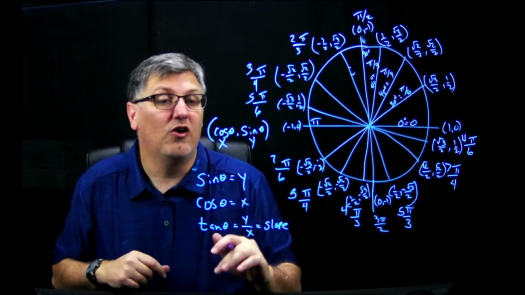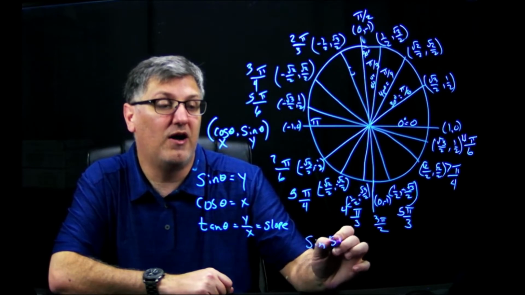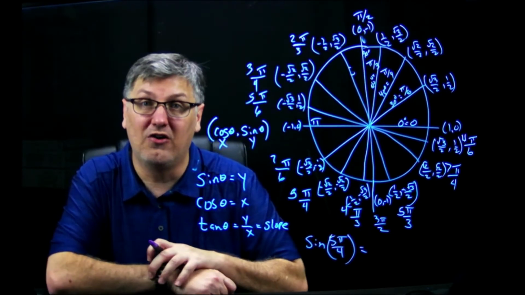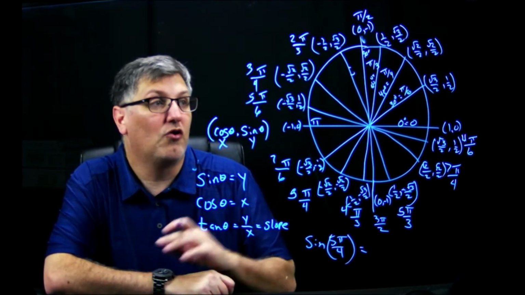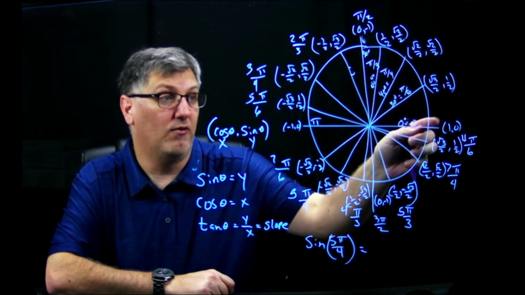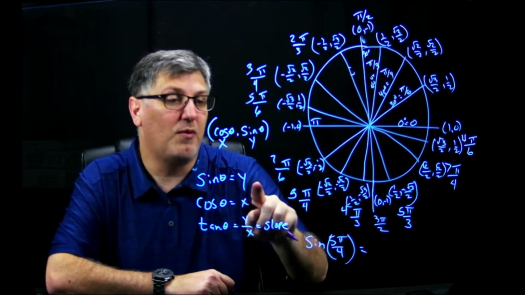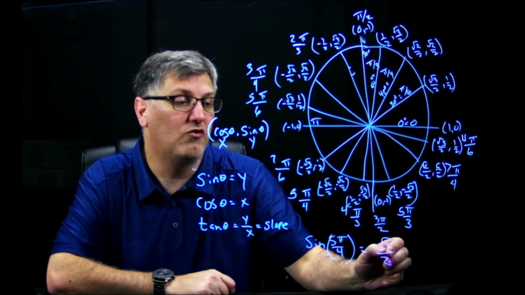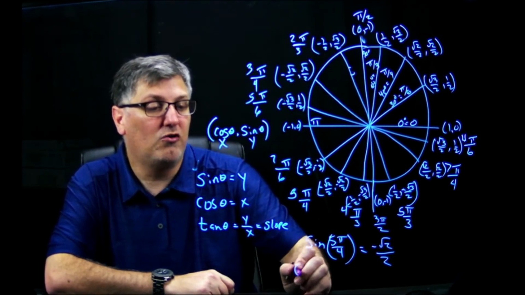All right. So if I ask you a question like, what is sine of 5 pi over 4? There's no work to be done on this. You can't type it in the calculator because I want an exact answer. So I'm going to go find 5 pi over 4 in radians, which is right here. Sine is my y value. I'm going to go to the y value coordinate. That is negative square root of 2 over 2. There's your answer.